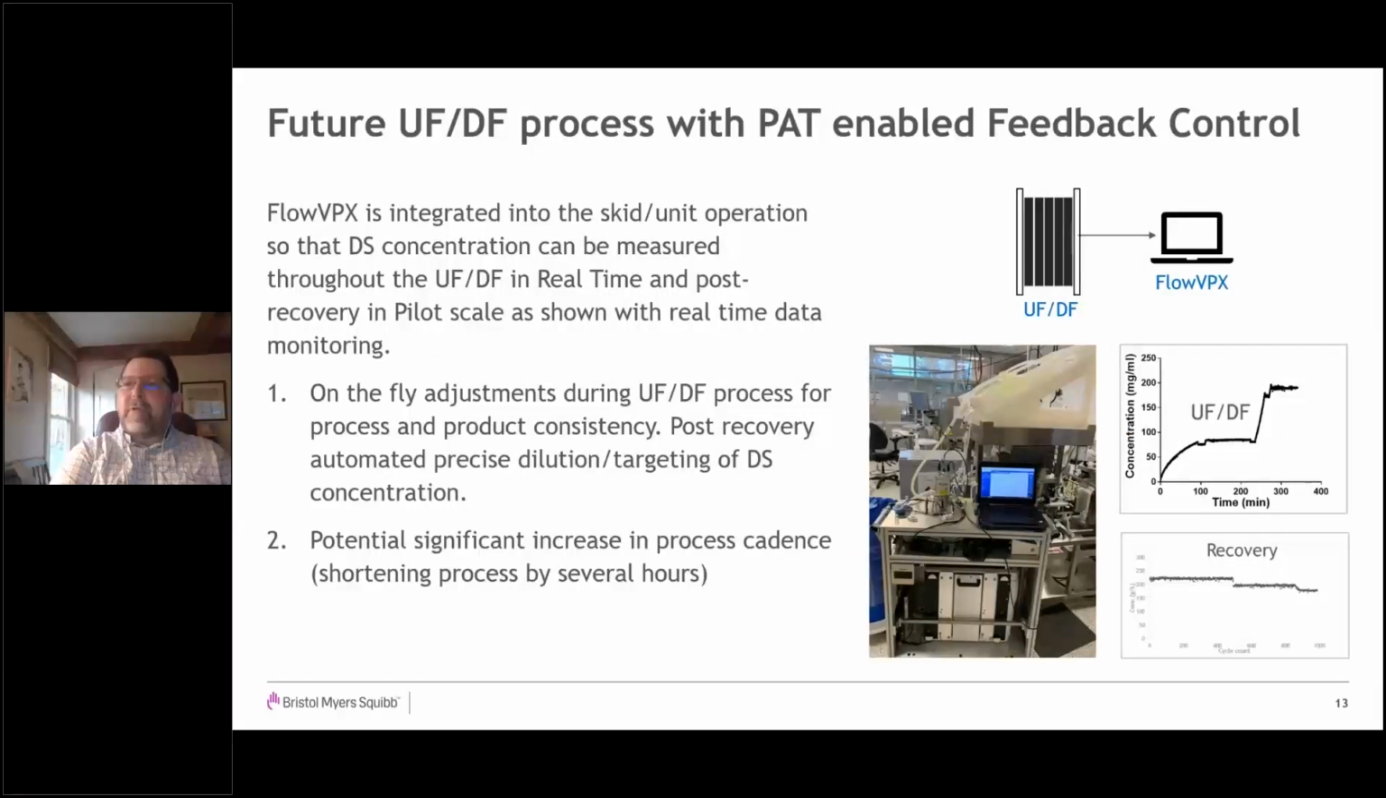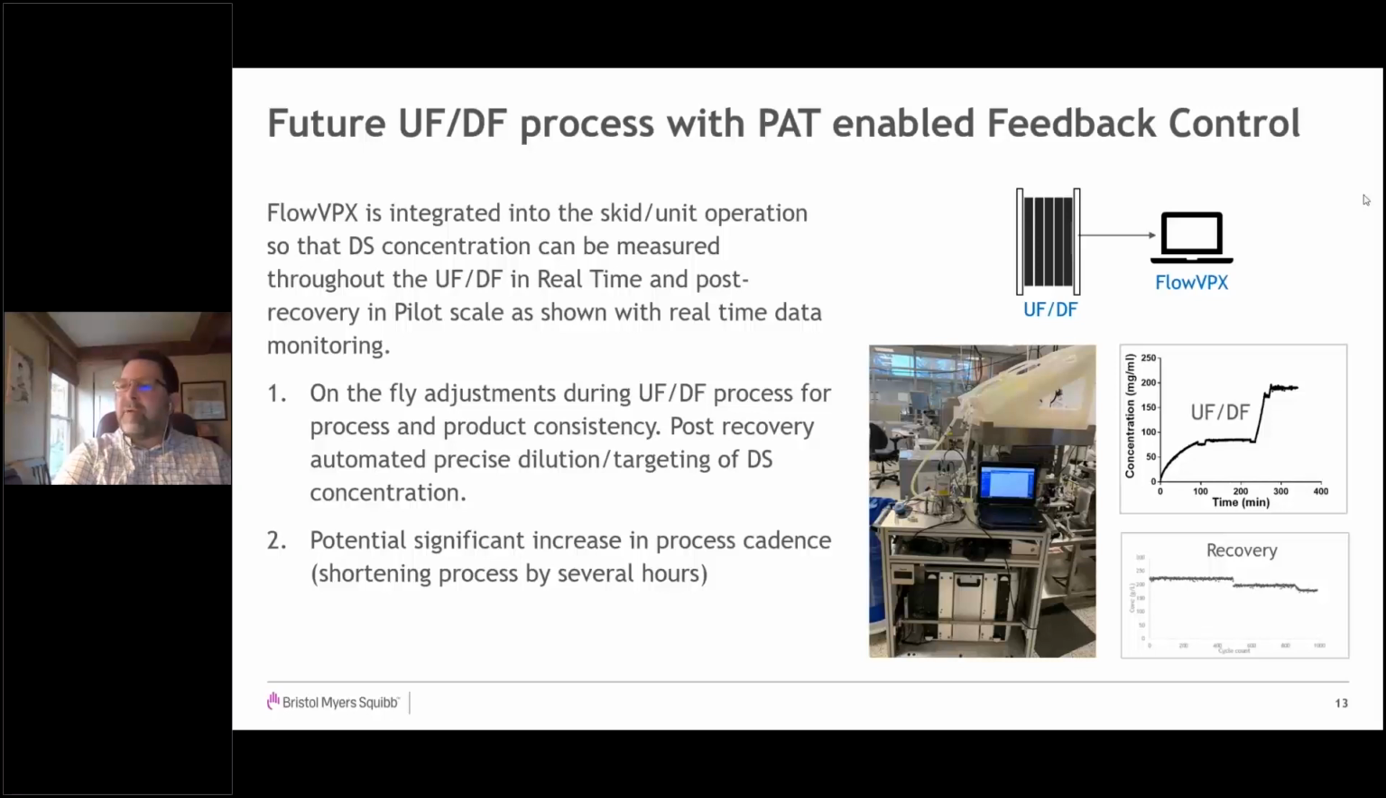Okay, so this is kind of the final slide I have here to wrap up where we are and where we're going in the future, without going into an excessive amount of detail. But where we stand now is the FlowVPX is integrated into the skid unit operation so that the drug substance concentration can be measured throughout the UFDF in real time and potentially post-recovery in the pilot lab, as shown with real-time data monitoring. So I'll actually discuss this briefly.